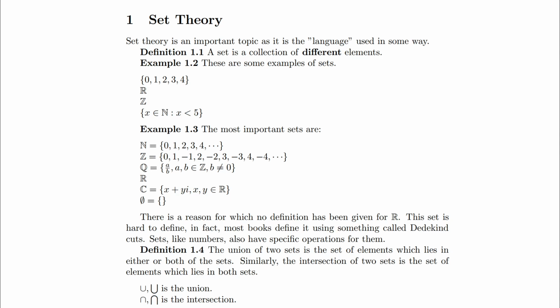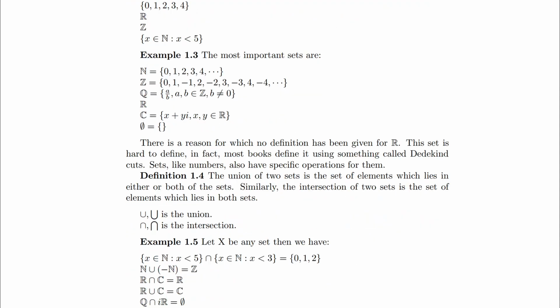Now we also have the reals, whose definition I have not included, as it is slightly hard for this introductory course, and it will be done using something called Dedekind cuts, which are too advanced. The complex field are all those numbers of the form x plus yi, where x and y are real numbers. This last one is called the empty set, which is a set with no elements. One thing that we say about this set is that it is included in all of the sets, which I will explain later on.